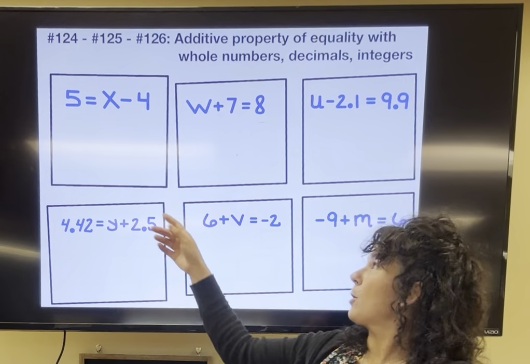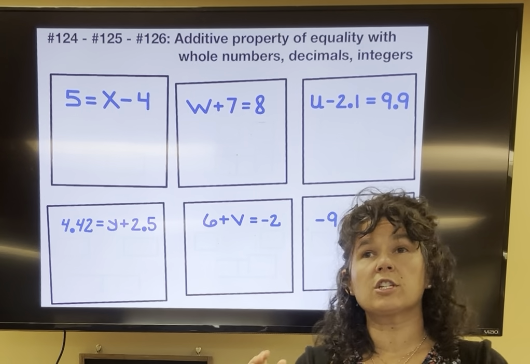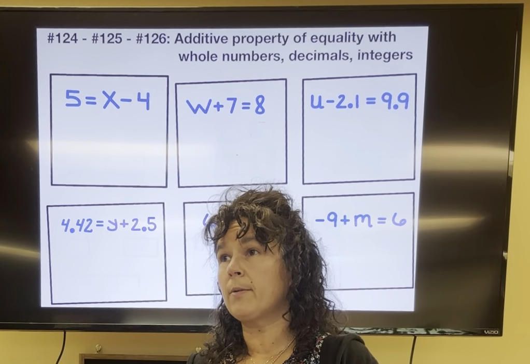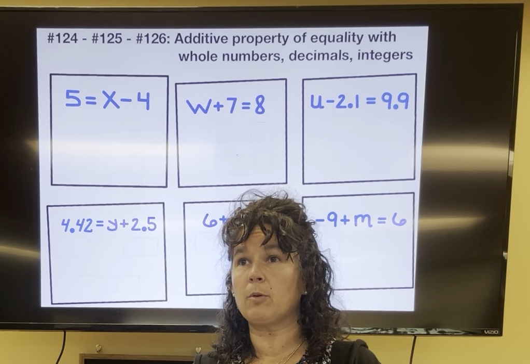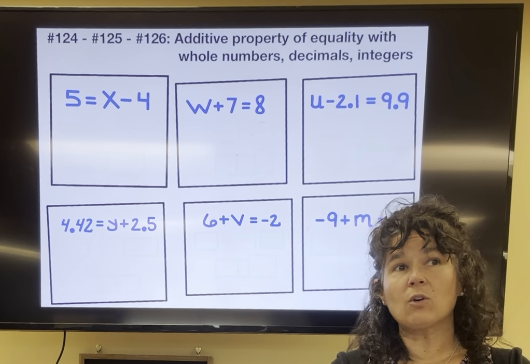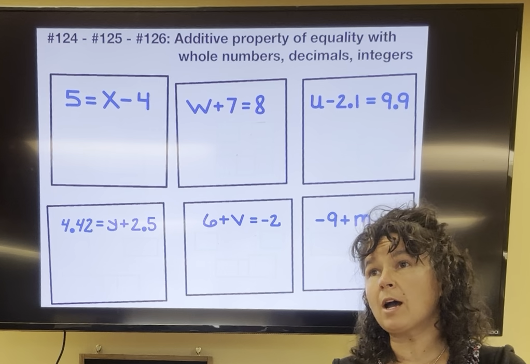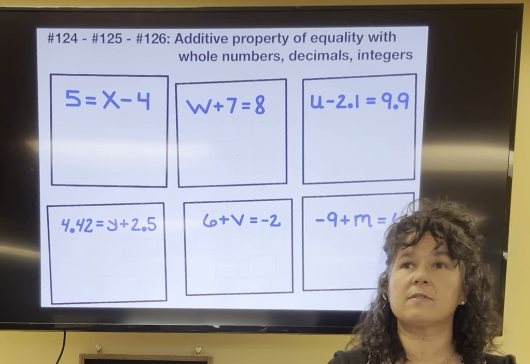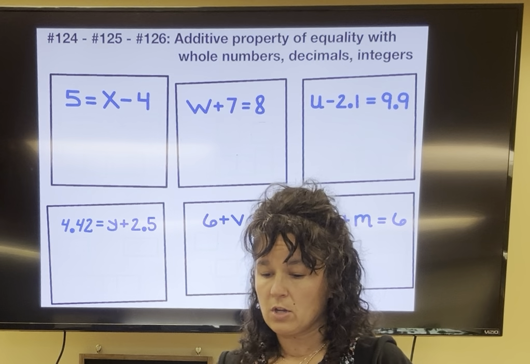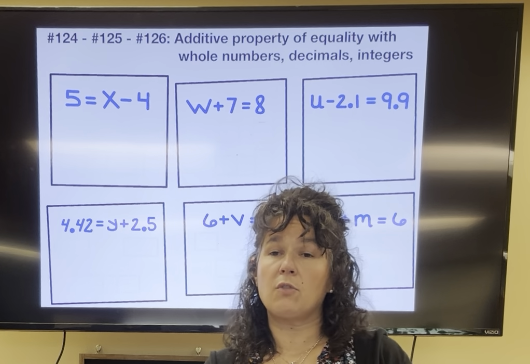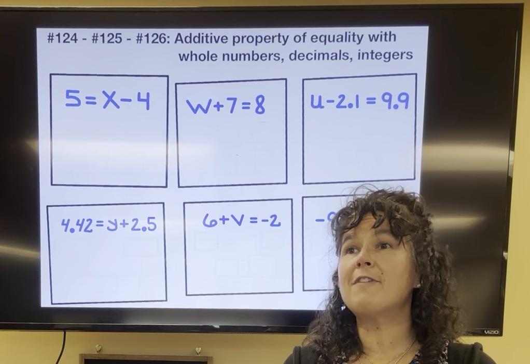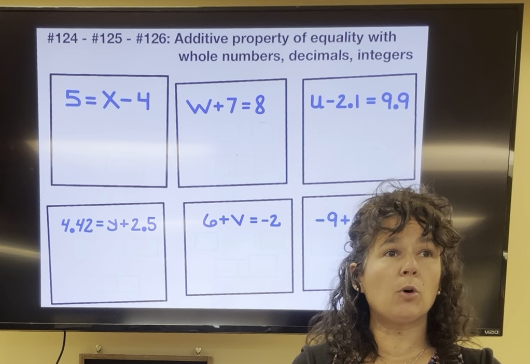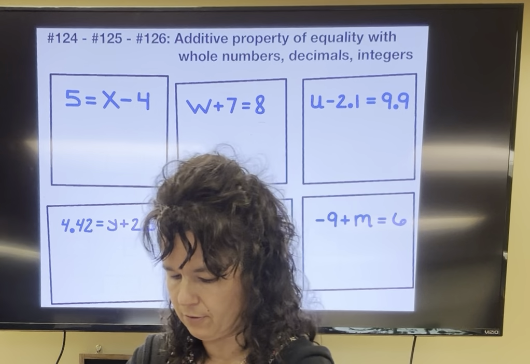In these particular problems, our equations are just going to have a single number on the same side as the variable that they're either adding or subtracting. So keep in mind that the opposite of addition is subtraction, and the opposite of subtraction is addition. So you want to ask yourself, what is preventing the variable from being by itself?